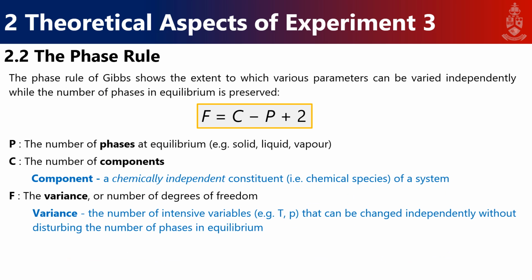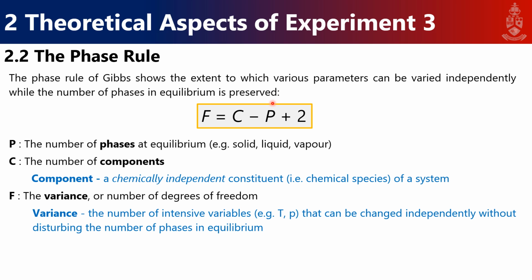Next, I want to talk about the Gibbs phase rule that shows the extent to which various parameters can be varied independently while the number of phases in equilibrium is preserved. And in our application, it refers mostly to phase diagrams. So the variance F, or the number of degrees of freedom, that's another name for it, equals C minus P plus 2. C is the number of components. So if you have two liquids in your mixture, that means you have two components.